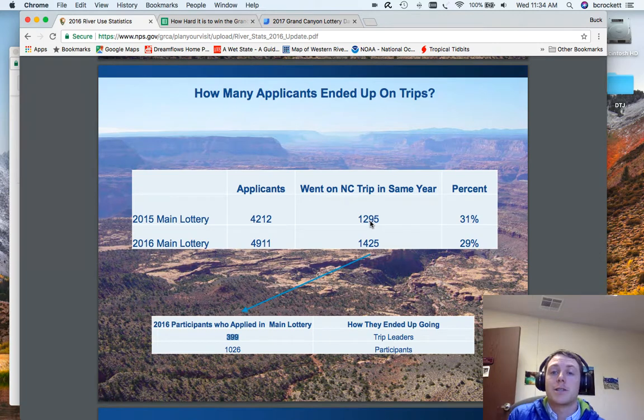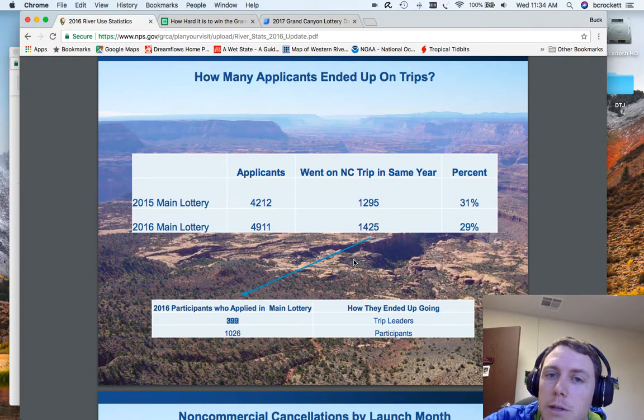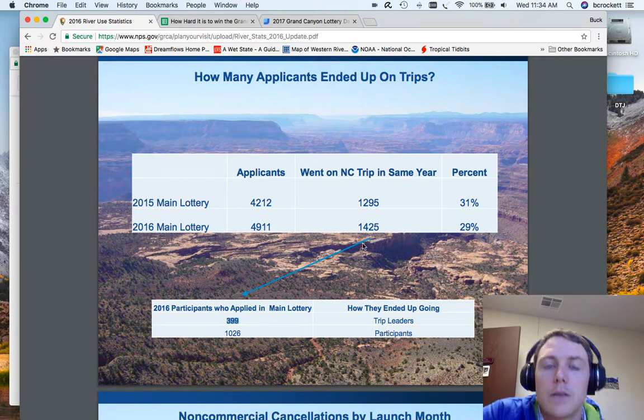Another big question too would be how many people who apply to the lottery go on a commercial trip. I know you should have this data in the SQL database you guys have. It would be really helpful to be able to contrast those numbers as well. So hope this helps. I'll cut it there.